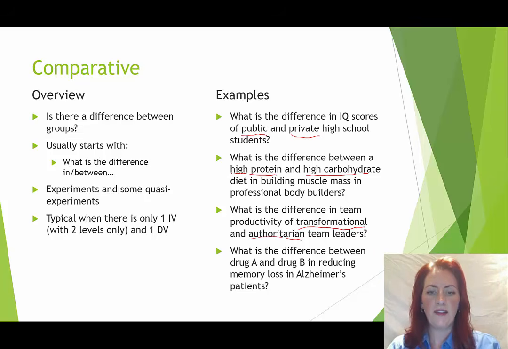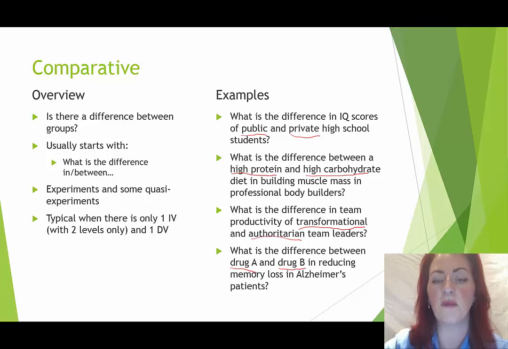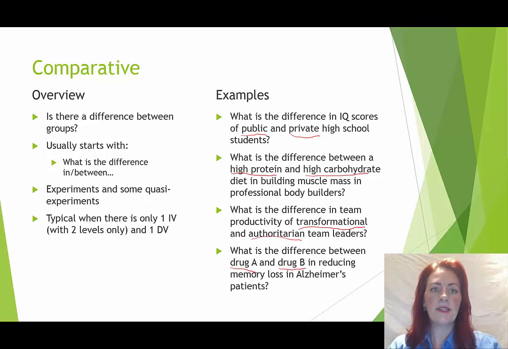And the last one I have here is: what is the difference between drug A and drug B in reducing memory loss in Alzheimer's patients? So again, we have two groups we're comparing, and those are drug A versus drug B. And we want to know whether or not we can see differences in memory loss. So again, comparative is all about looking at a difference between groups, typically focusing on two, and usually starting with this: what is the difference in or between?